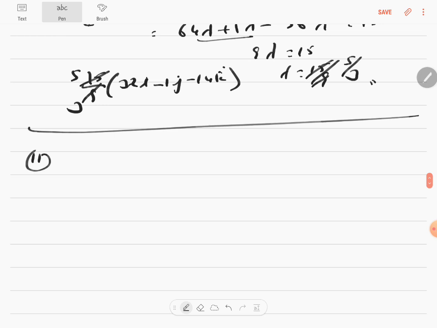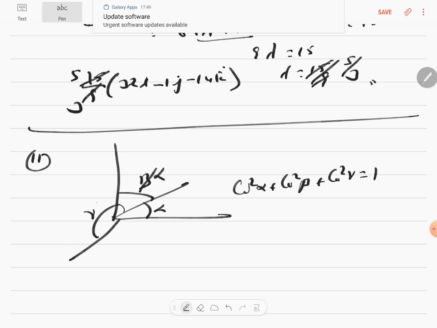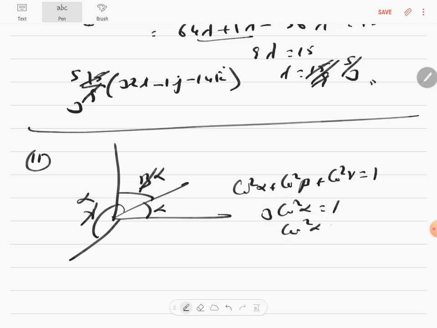And the direction cosines of the vector equally inclined to OX, OY and OZ. This is alpha, this is beta, and this is gamma. As you all know, cos square alpha plus cos square beta plus cos square gamma is equal to 1. They are equally inclined, so it all becomes alpha, alpha, alpha. 3 cos square alpha is equal to 1. Cos square alpha is equal to 1 by 3. So cos alpha is equal to plus or minus 1 by root 3.